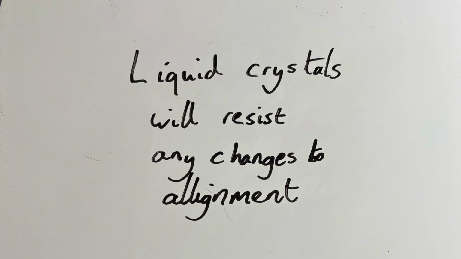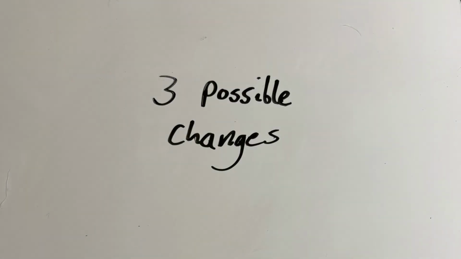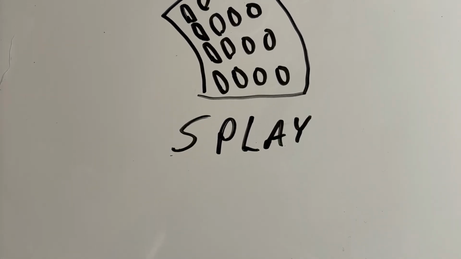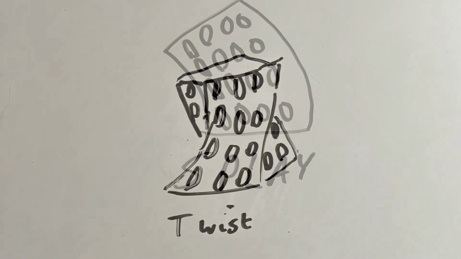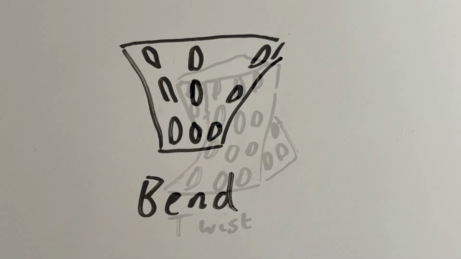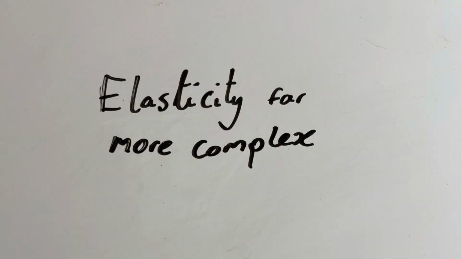Liquid crystals, like any solid, will resist any changes to alignment you make with it. But unlike conventional solids, there are 3 possible changes, which we call curvature disalignment. There's splay, which is just bend, twist, which is exactly what it says on the tin, and bend, which is like stretching out the top. And because of these, elasticity is far more complex for liquid crystals than it is for conventional solids. It's because of this complex elasticity that allows it to be so useful.